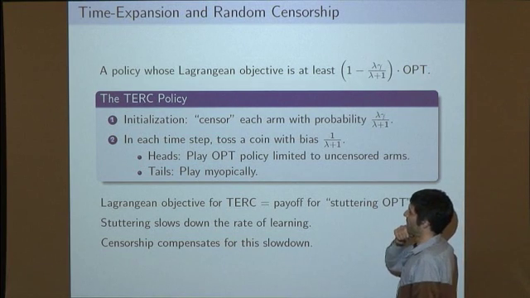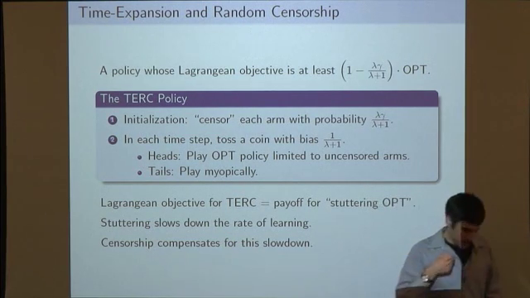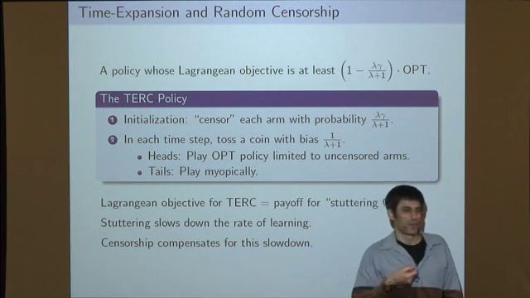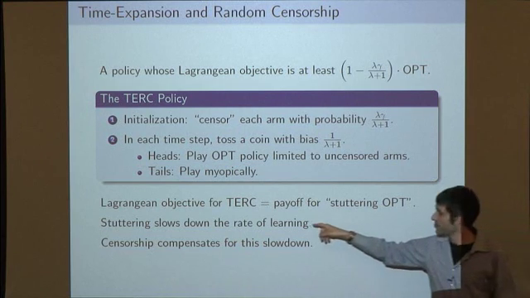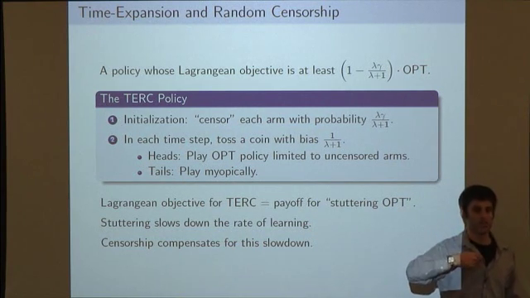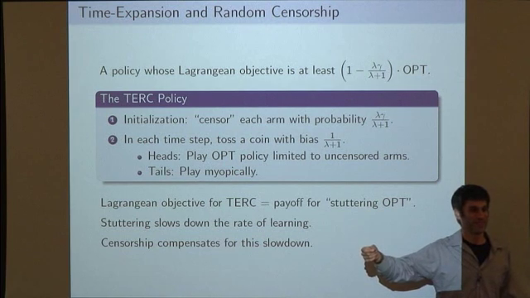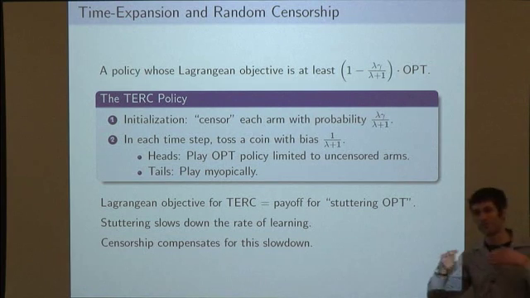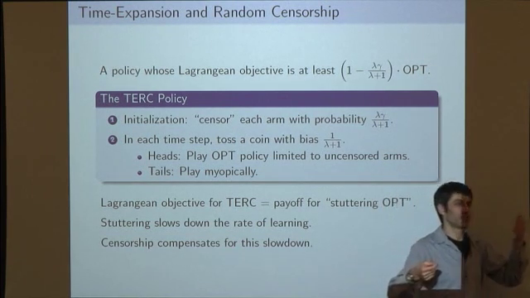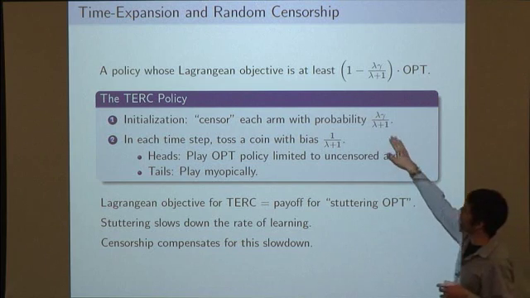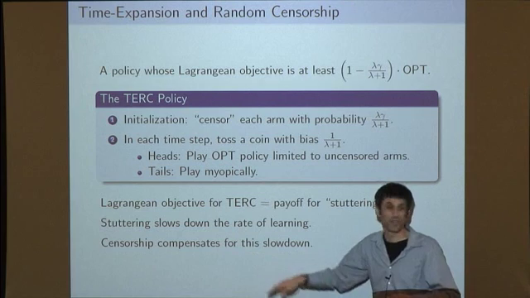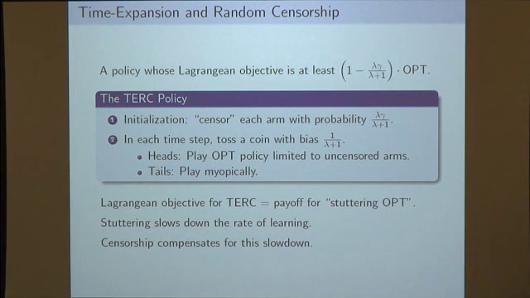So in other words, conditional on arm 1 remaining uncensored, the slowdown in learning delays the time when I get to pull arm 1 for the 100th time. But censoring the other arms accelerates the time when I get to pull arm 1 for the 100th time because it didn't have to wait behind all those pulls of all those other arms that got censored. And the censorship probability is designed to exactly trade off this slowdown with this speed up. And that's about as much as I can say about the analysis of the censorship.